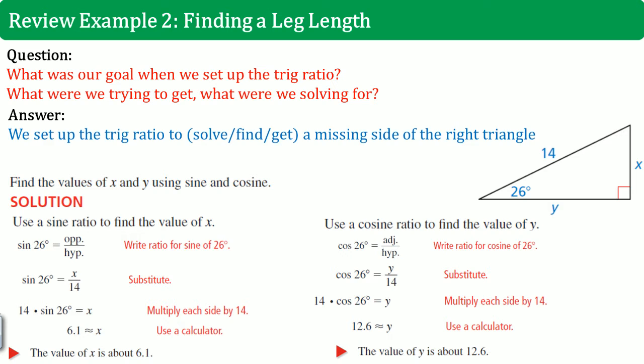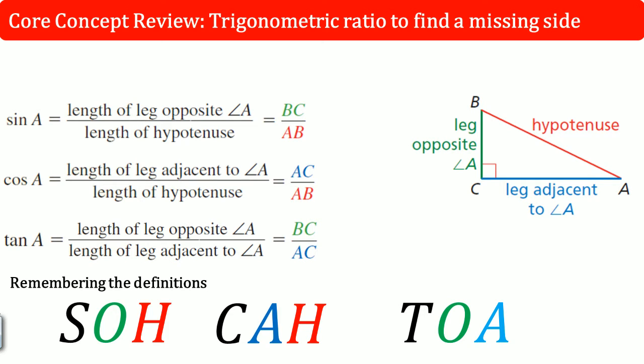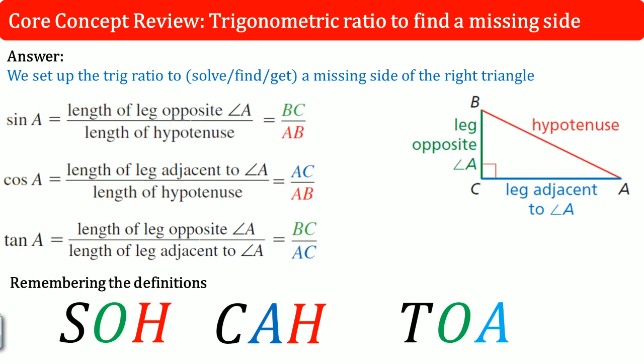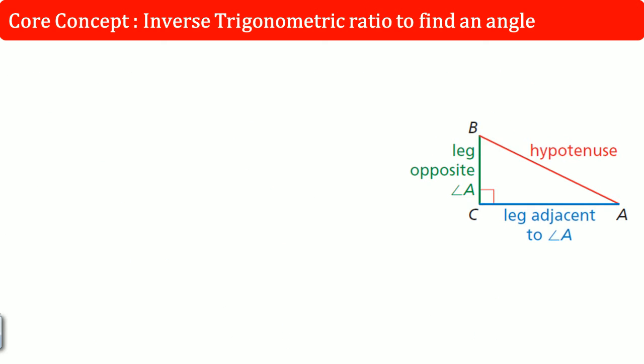The answer: we used the trig ratio to solve, find, or get a missing side of the right triangle. Here the value of x was a side or a leg of the triangle, and y was another leg or side of the triangle. So we saw that this whole process here was trying to get a missing side for the right triangle. That's the whole purpose of sine, cosine, and tangent, is used for us to get the sides of a right triangle. Now the question is this.